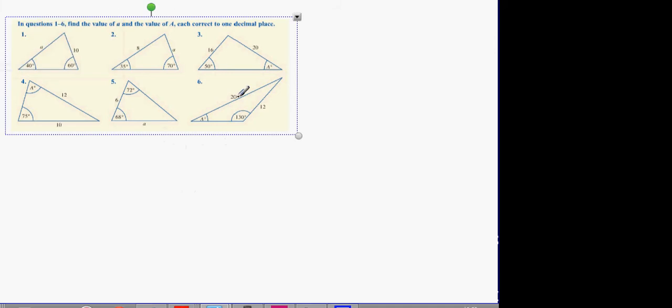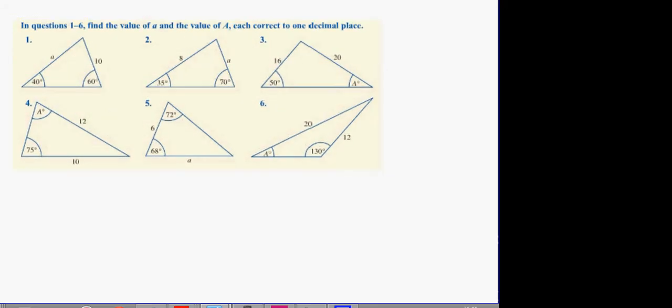Find the value of A correct to 1 decimal. The sine rule can be used in 2 cases. The first case is you're given 2 angles and you know the length of the side opposite the angle. So for instance, in question 2, I know that 70 is opposite 8. I'm looking for A and I know that A is opposite 35.